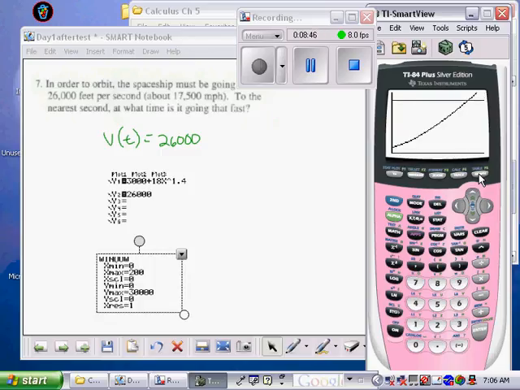All right, there's the velocity, and there is the line where it's 26,000. We do a calculate, intersect, enter. Some people just go ahead and hit enter. I like to get a little closer just to help old TI Joe out. Uh-oh.